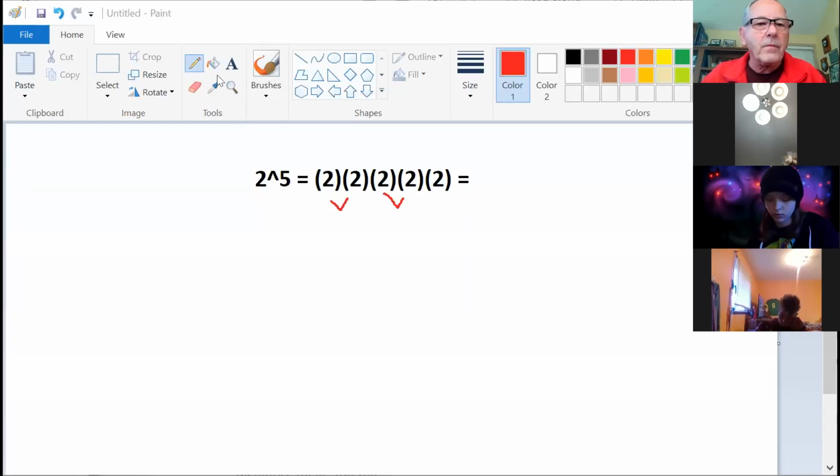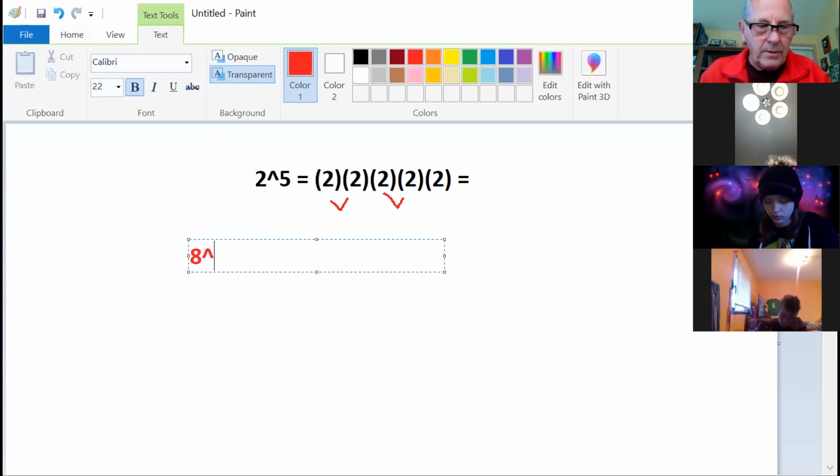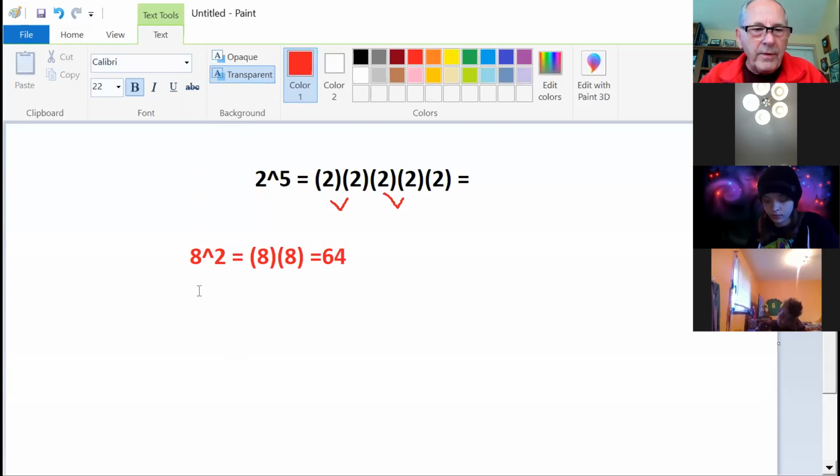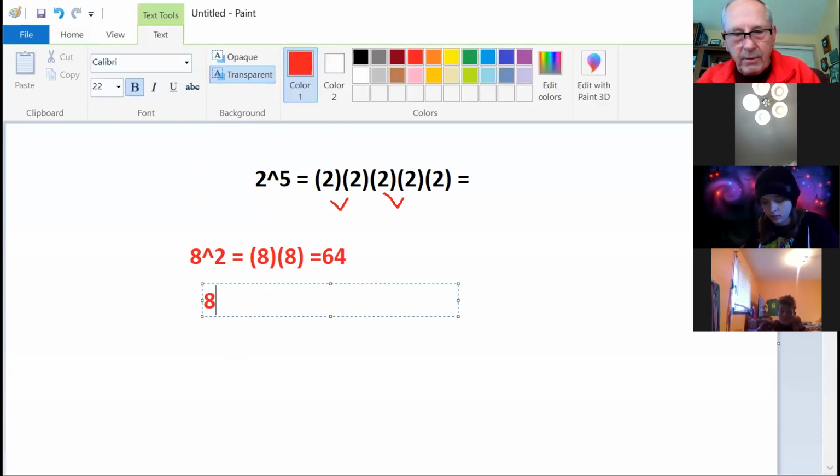So if you had a deal like this, if we had 8 to the 2nd power, that's 8 squared, which is the same as 8 times 8, right? 8 times 8 is 64. And below that, what if we had 8 to the 1 power? That's just equal to 8, right?